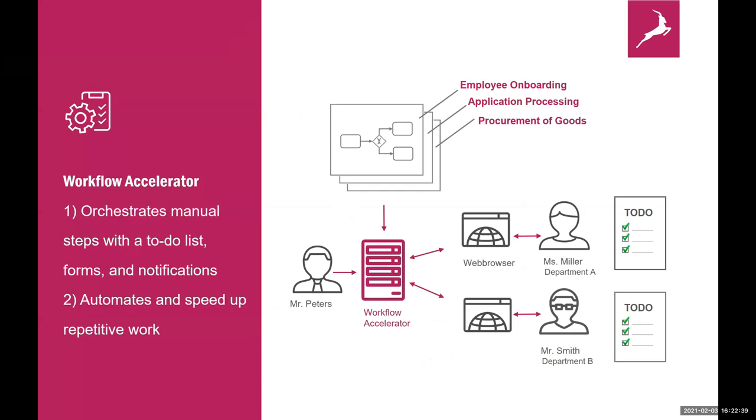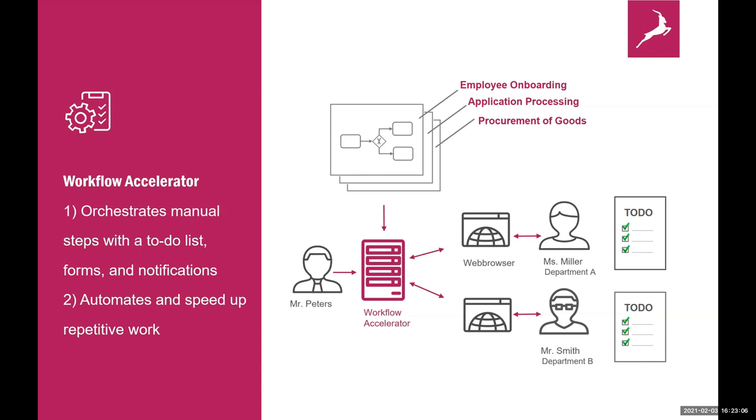It orchestrates things by notifying people when it's their turn to do something, providing them with an easy to understand to-do list in a user-friendly inbox type interface. They just get their to-do list. They get notification when it's their turn to do something, and also very user-friendly forms. So they're provided with forms where they can input certain information, input their decisions, and they can also read information off other forms other people have filled out.